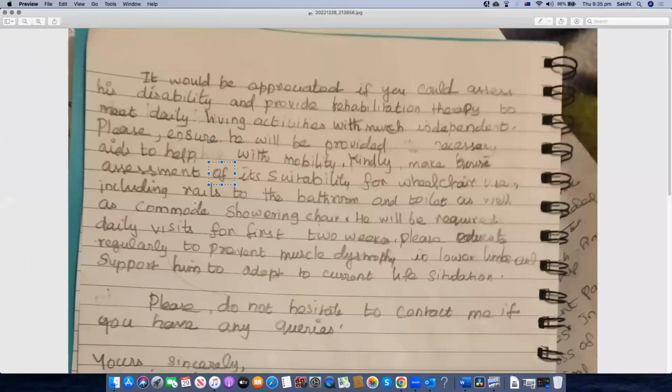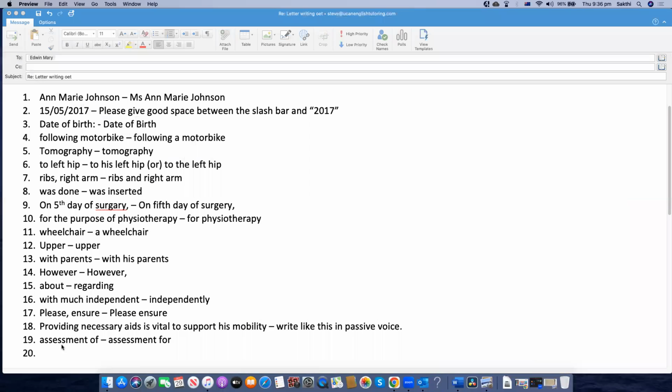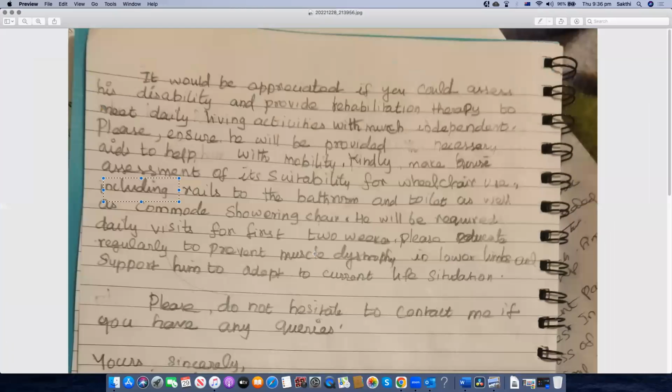All right, let's continue here. Assessment for its suitability for wheelchair use. That's good. Including rails. Okay, this "including rails" is different. Actually, rails are going to be different from wheelchair, isn't it? So it's better to use it like this: rails in the bathroom and the toilet, as well as a commode showering chair. So instead of saying "including rails to," it's better to say rails in the bathroom. Okay, so you can write like this.